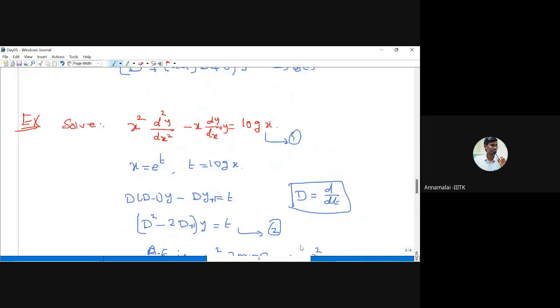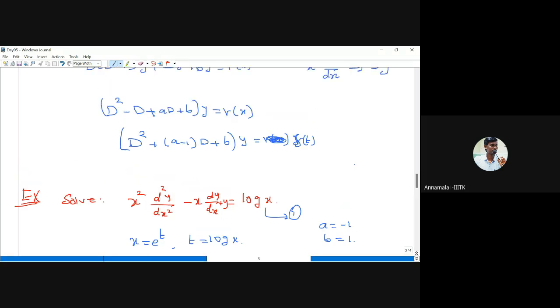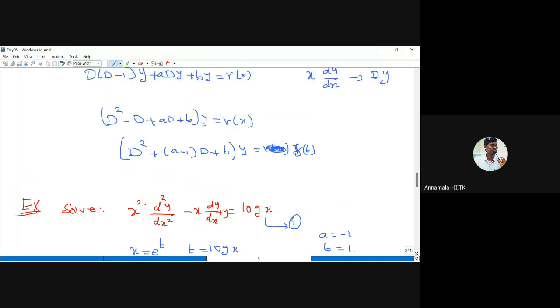So given any equation like this form, here actually what is a? In this case, a is minus 1, b is 1. So the general equation, the f of d is nothing but this one, a minus 1 plus b. So any doubt in this? So this is a method to solve this Euler-Cauchy equation. You just have to substitute x equal to e power t, therefore t equal to log x. The given equation reduces to constant coefficient. Once you have constant coefficient, we have a method.